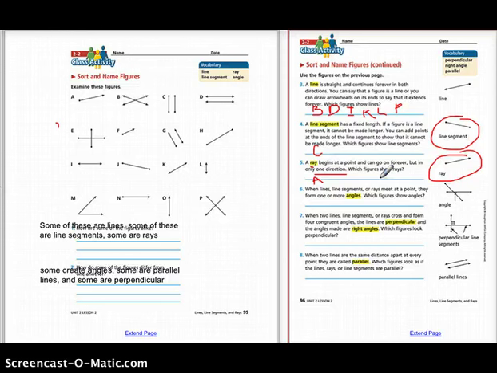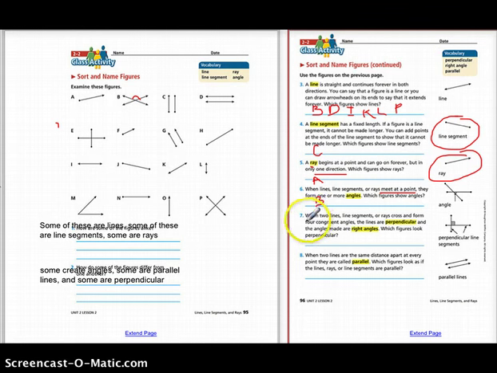Number 6 says when lines, line segments, or rays meet at a point, they form one or more angles. Which figure shows angles? So I know B forms an angle because this is an angle right here. See if you can find the others.